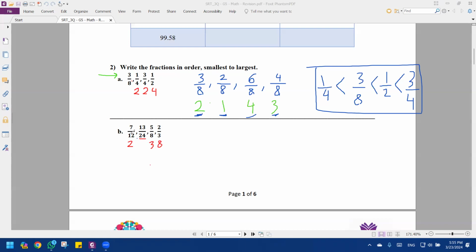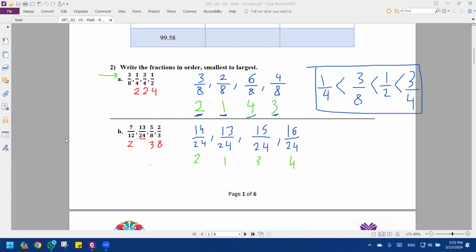First, we write 7 over 12 times 2, 14 over 24. Second fraction is already over 24. Third fraction, I multiply by 3. 5 times 3 is 15. 8 times 3 is 24. Then last one times by 8. 2 times 8, 16. 3 times 8 is 24. Now we do the small order here. The smallest one is 13, and then 14, and then 15, and then 16.